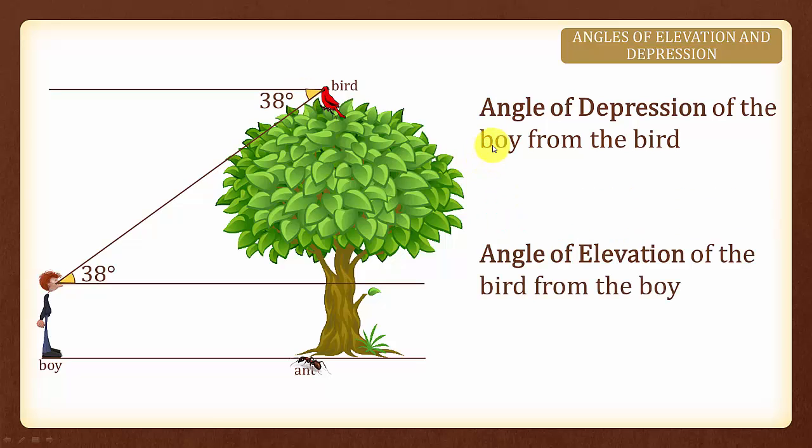Now, what do you notice about the angle of depression of the boy from the bird and the angle of elevation of the bird from the boy? Yes, these two angles are equal because of alternate angles.